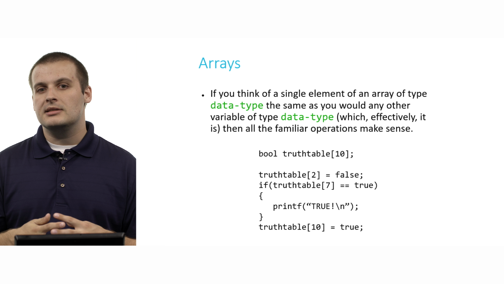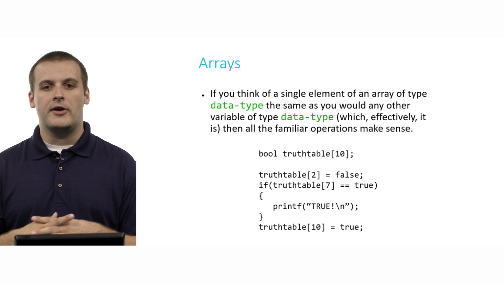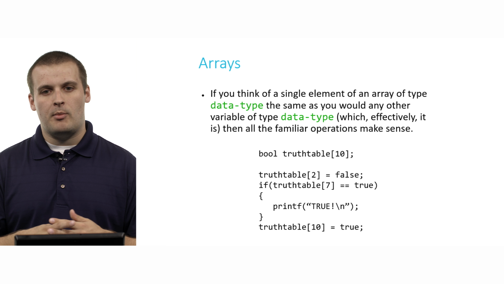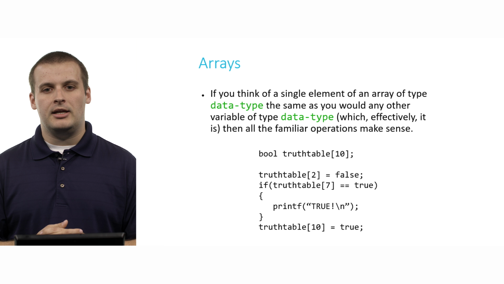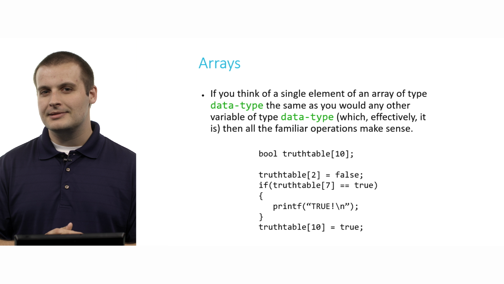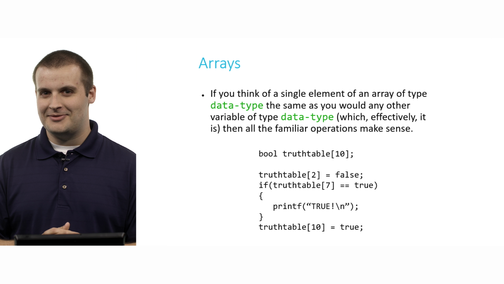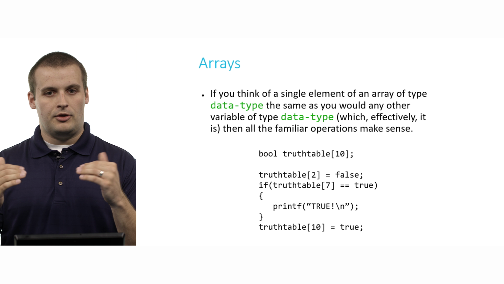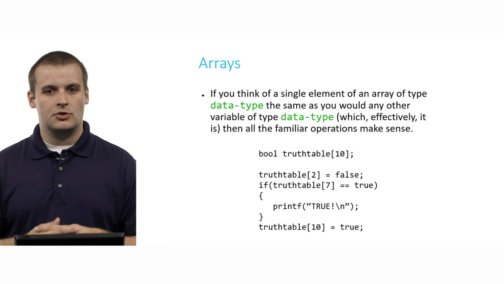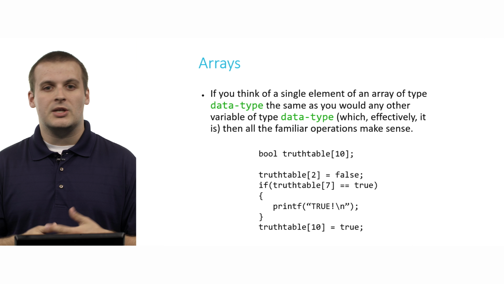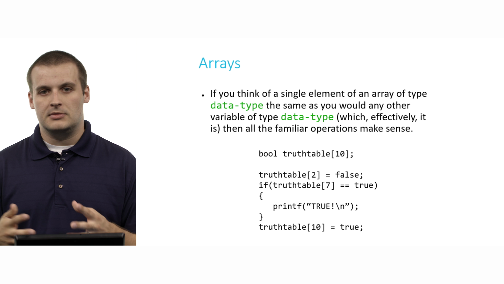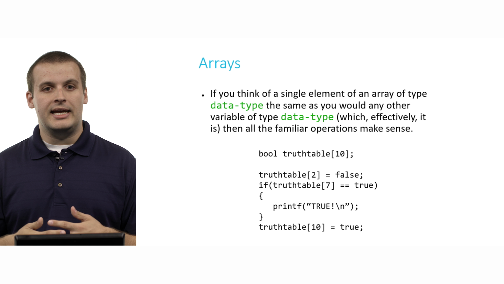And then just like we could assign a value to any other variable of type bool, we could say something like truth_table[2], which is how we indicate which element of the truth table? The third element, because remember, we're counting from 0. So that's how we indicate the third element of the truth table. truth_table[2] = false, just like we could assign any bool type variable to be false. We can also use it in conditions.